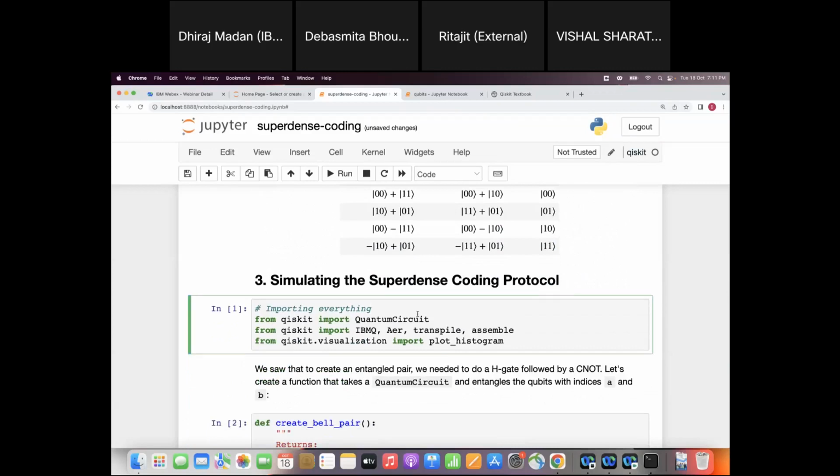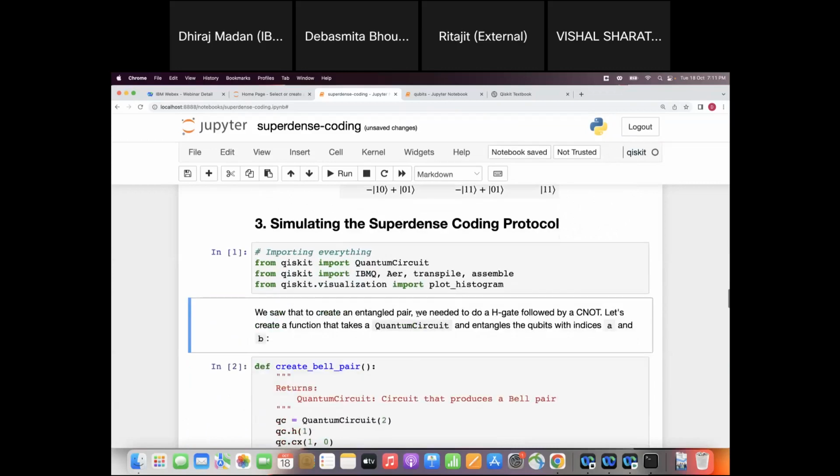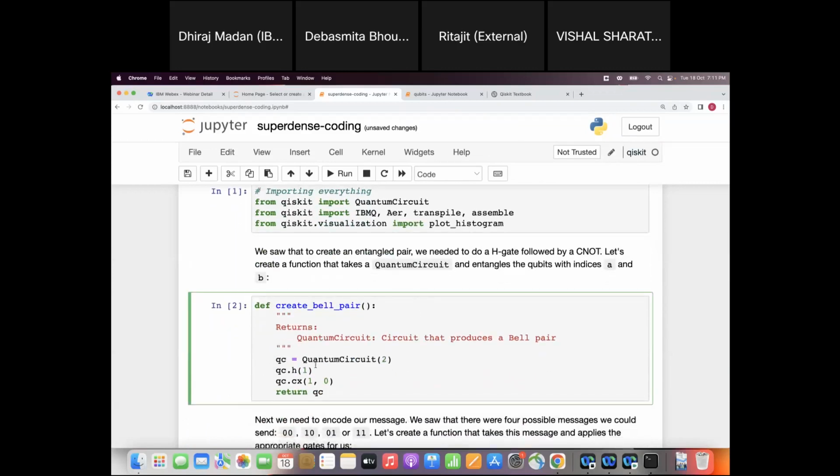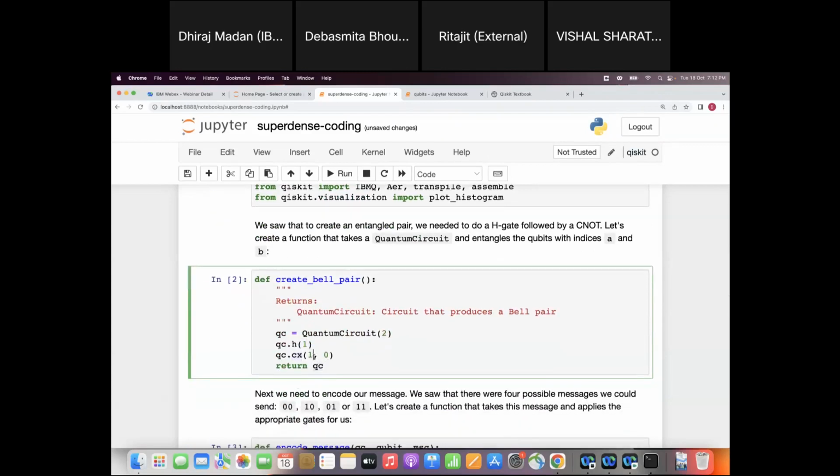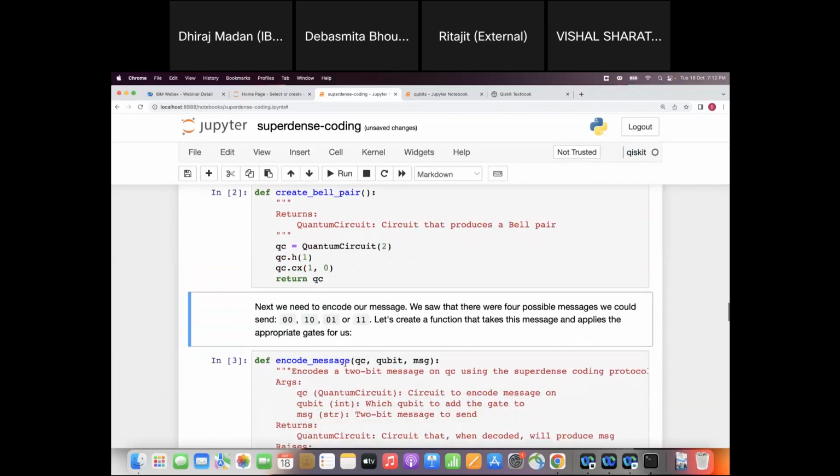So let's see an implementation of this in Qiskit. First of all, let's create an EPR pair. So we have a quantum circuit. The qubits are indexed 0 and 1. We apply the Hadamard gate to qubit 1, and then we apply a CNOT, right? The CNOT controls on 1 and targets on 0, and this is the circuit. So let's see, right?